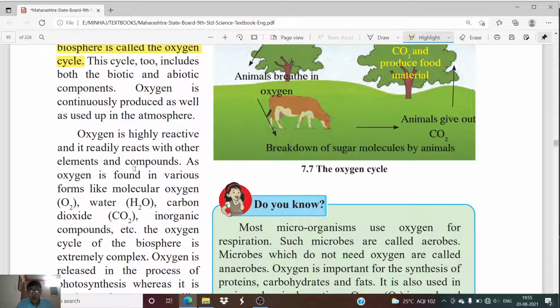Oxygen is found in various forms like molecular oxygen, that is O2, water, that is H2O, carbon dioxide, that is CO2, inorganic compounds, etc. The oxygen cycle of the biosphere is extremely complex.